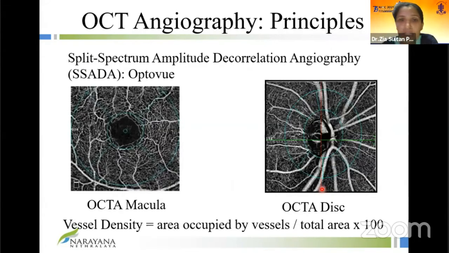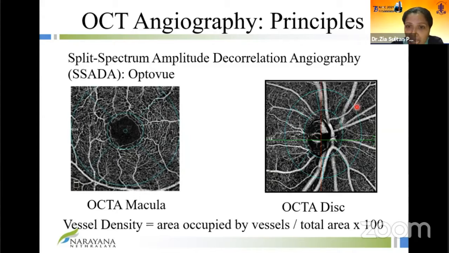Now, after they do these repeated scans, they use algorithms. Different machines use different algorithms. The one that we are going to describe in this course is the one based in OptoView, which is the split spectrum amplitude decorrelation angiography. And you end up with scans like this of the disc and the macula. The scan of the disc is about 4.5 by 4.5 millimeters. The macula can give you a 3 by 3 or a 6 by 6 millimeter scan.